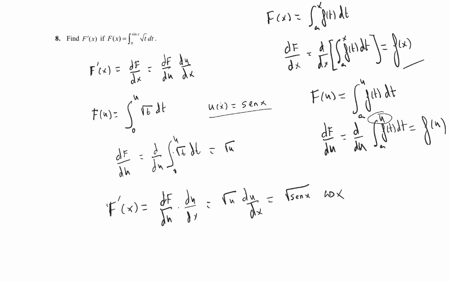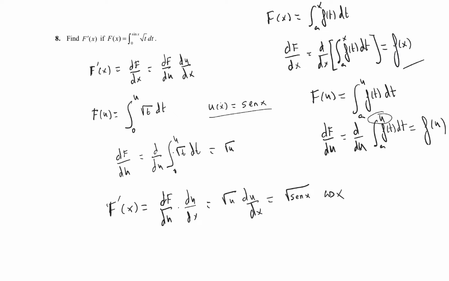And the derivative of u with respect to x, because u of x is sine of x, is cosine of x. So the answer will be the square root of u multiplied by cosine of x. But u is sine of x, so it will be the square root of sine of x multiplied by cosine of x. You need to practice some more problems like this. So pay attention to what I have done.